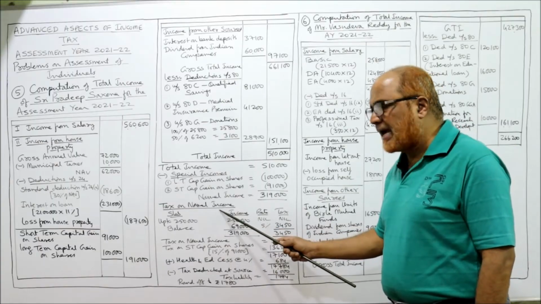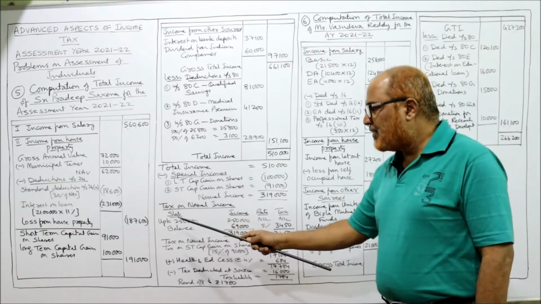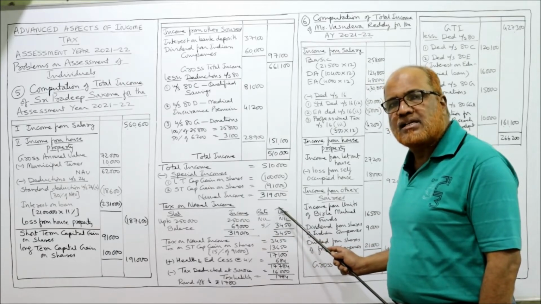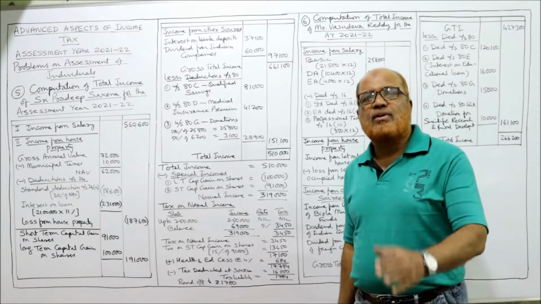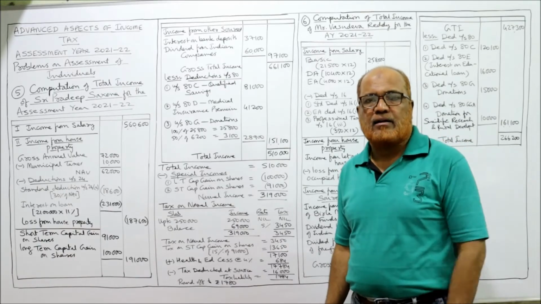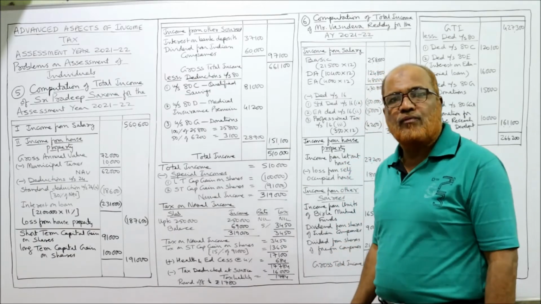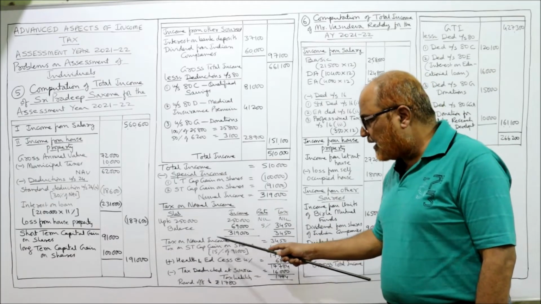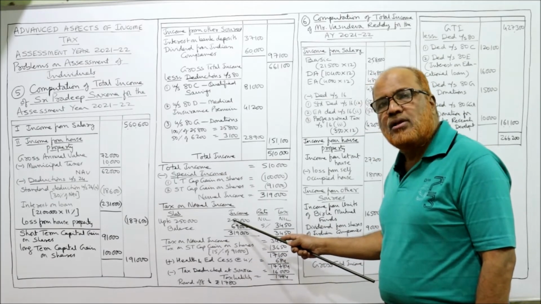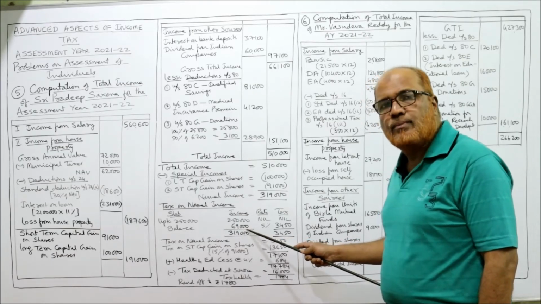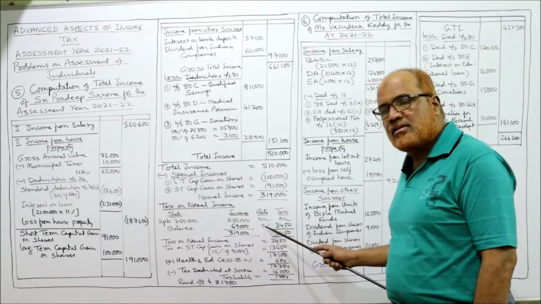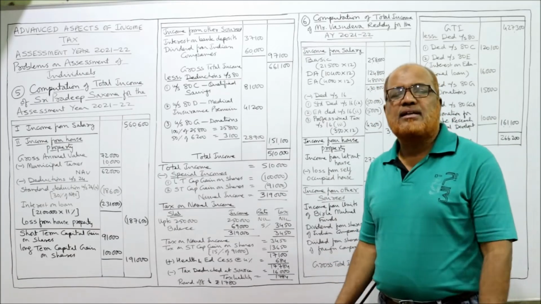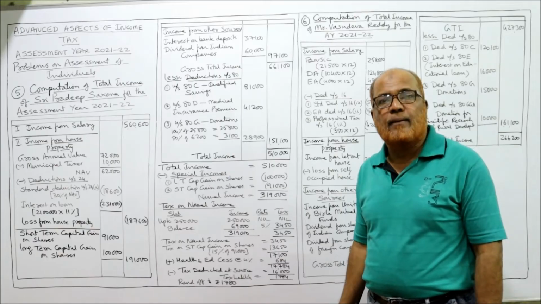Now first we compute the tax on normal income. First slab up to 2,50,000, income 2,50,000, nil, no tax, basic exemption. The second slab goes from 2,50,001 to 5 lakh. But our income is not going up to 5 lakh. Our income is only 3,19,000. So 3,19,000 minus 2,50,000, the balance remaining 69,000, on which 5% is the rate of tax. It comes to 3,450. So 3,450 is the tax on normal income.